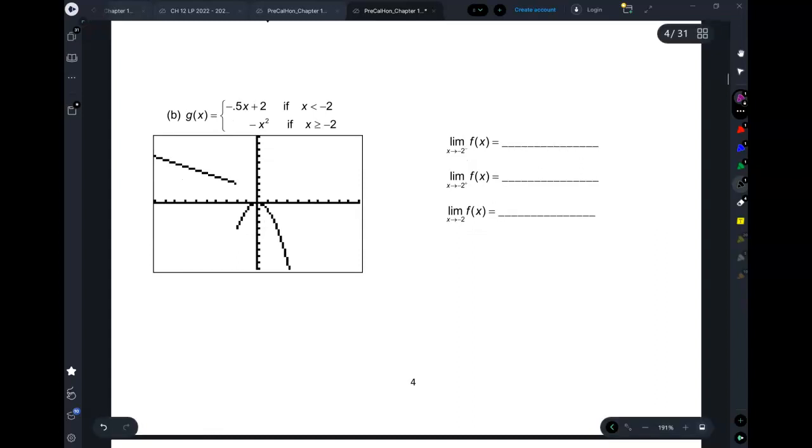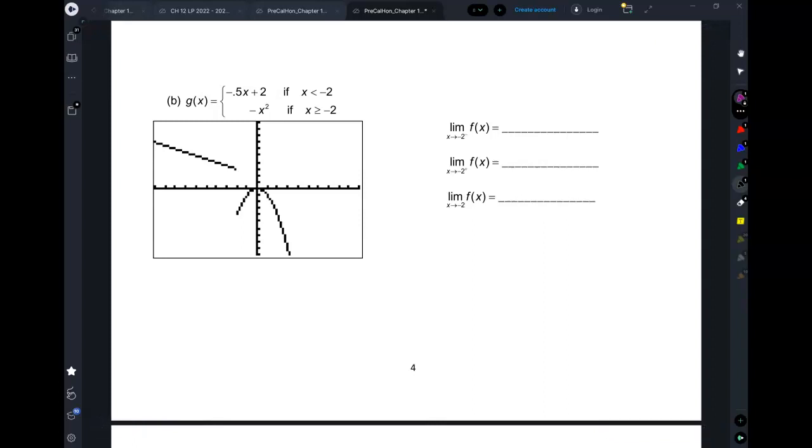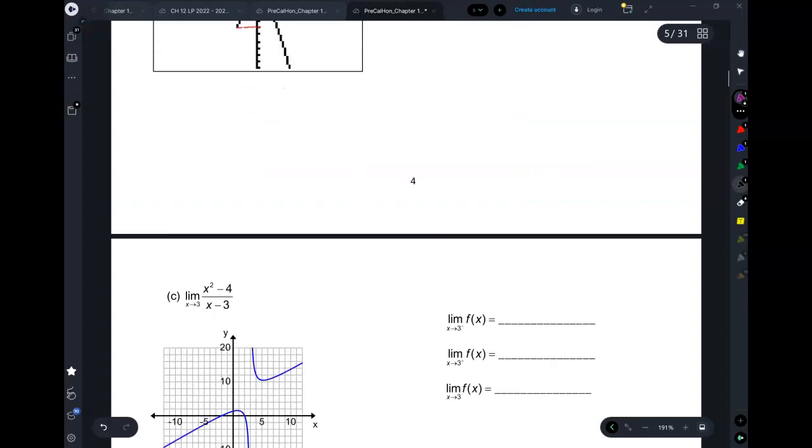Okay, so take a look at this one. The graph is already given to you. The limit as x approaches negative 2 from the left-hand side. So here is negative 2. From the left-hand side, what y value is it approaching? Here, 3. From the positive side, what y value is it approaching? Negative 4. Here. Okay. So what's the limit as x approaches negative 2? DNE. Okay.